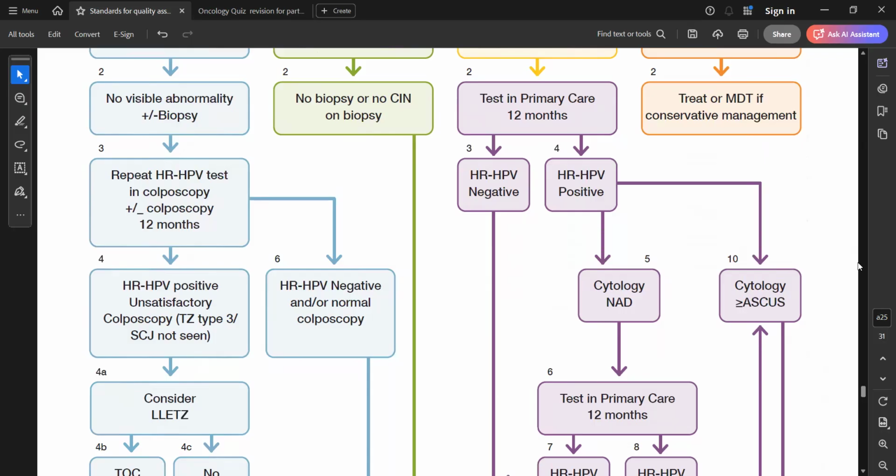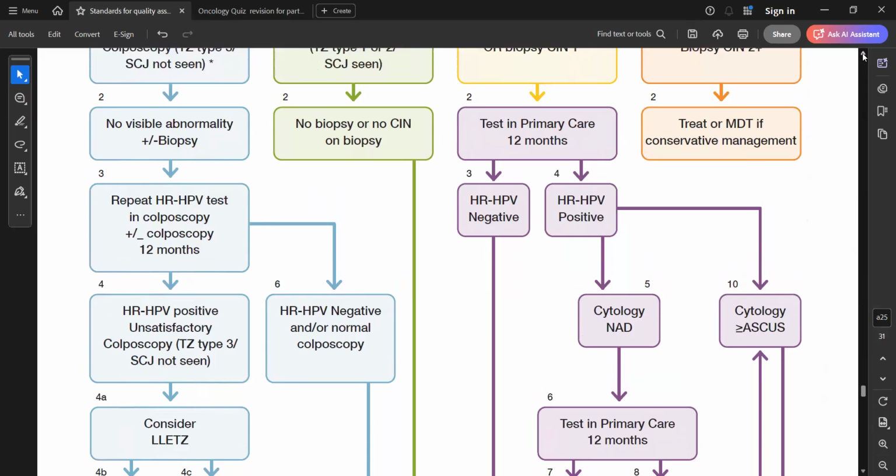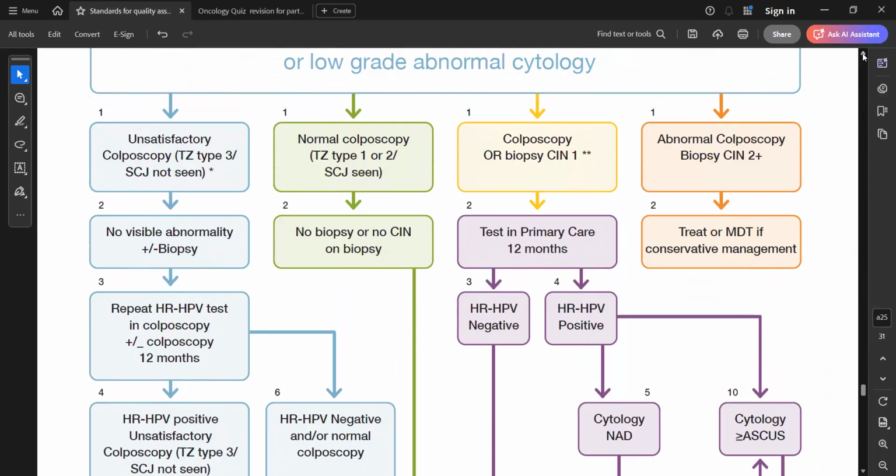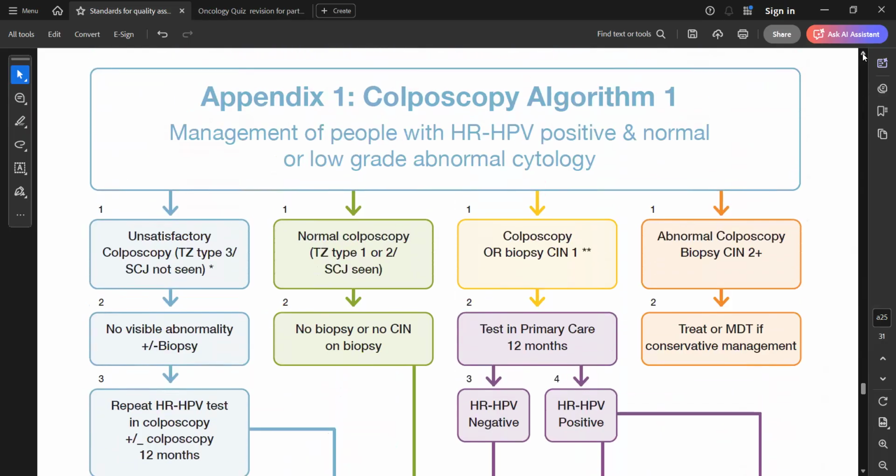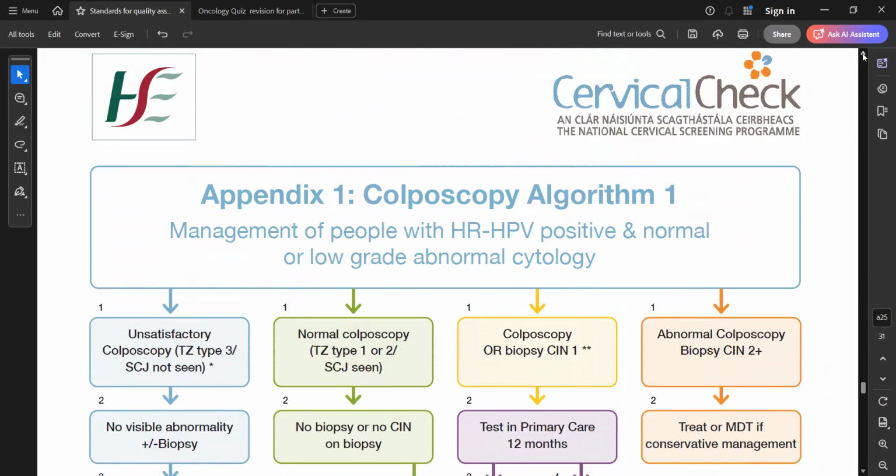And if colposcopy is normal, but she is still HPV positive, again, I'm going to test her again in 1 year, and so on, and so on. So this is what we call, guys, stepwise management. You need to make sure that this woman is safe.